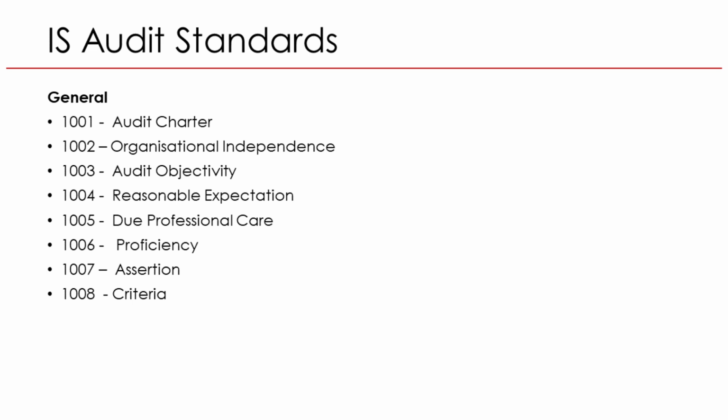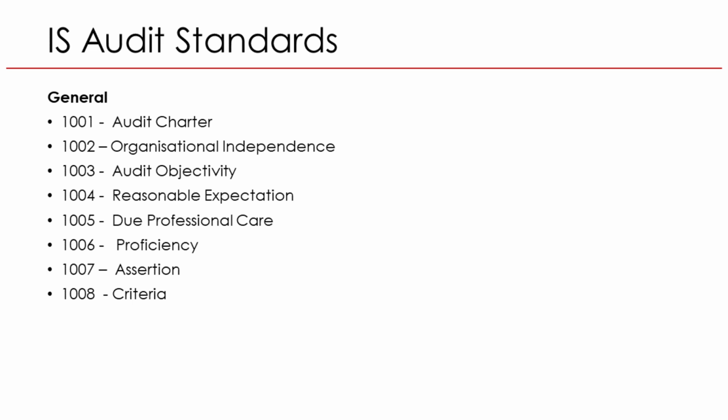1003, Audit Objectivity, requires us to make conclusions based on facts, not opinions or pressure. 1004, Reasonable Expectation, means we plan and perform audits with realistic assurance. We can't guarantee zero risk, but we provide reasonable confidence. 1005, Due Professional Care, reminds us to act carefully, using sound judgment and skill. For instance, testing user access controls properly rather than assuming they work.